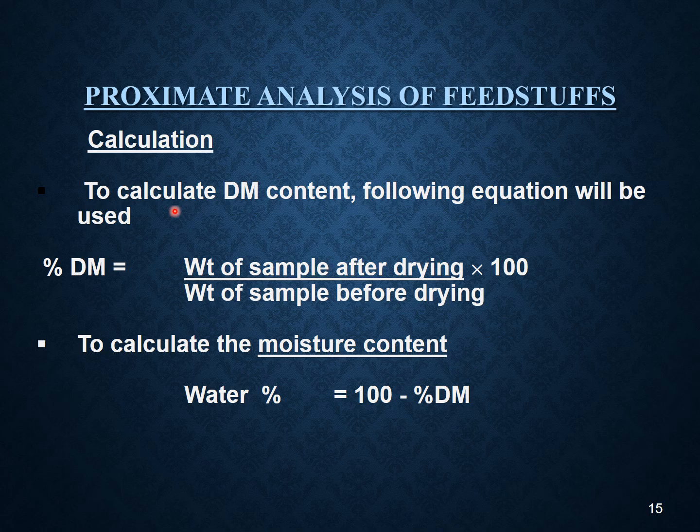It's very simple. To calculate the dry matter content, just follow the equation. Dry matter percentage equals the weight of the sample after drying divided by the weight of the sample before drying, all multiplied by 100 because it's a percentage. Okay, to calculate the moisture content, water or moisture percentage equals 100 minus dry matter percentage. Okay, let's take some examples for that.